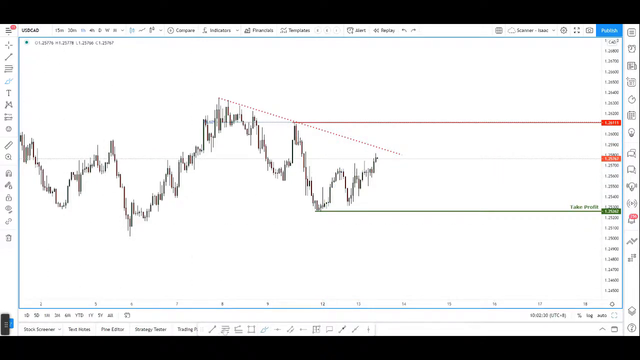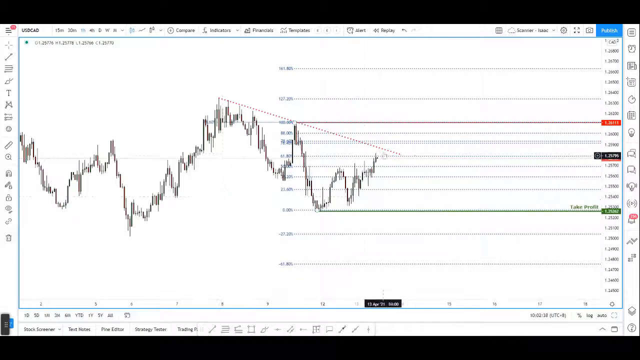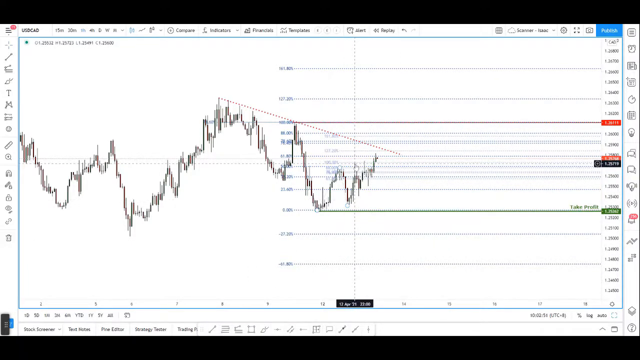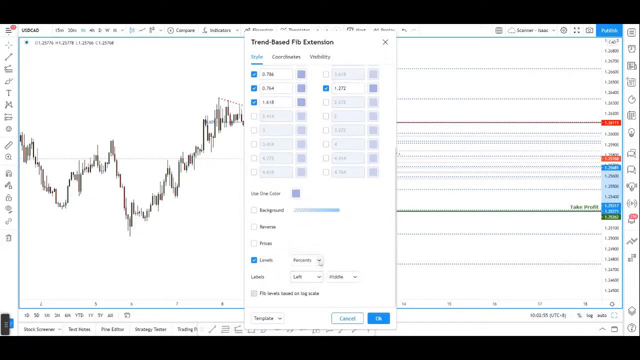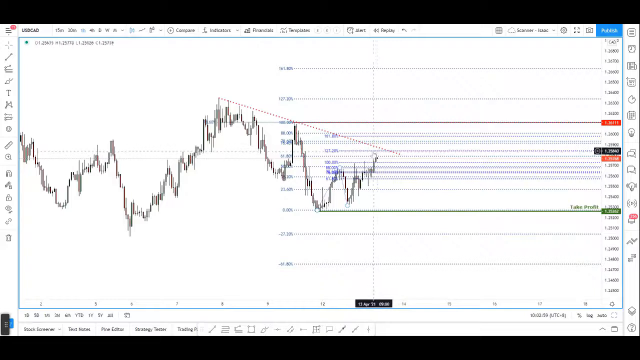Now that we have these two areas, let's use Fibonacci retracement first from high to low, and open up all Fibonacci retracements. We see the price is currently testing the 61.8. Then we use the Fibonacci extension, and open up all Fibonacci extensions as well. It's a bit hard to see, but we see that the 61.8 is in line with the 127.2, so it's around this area.